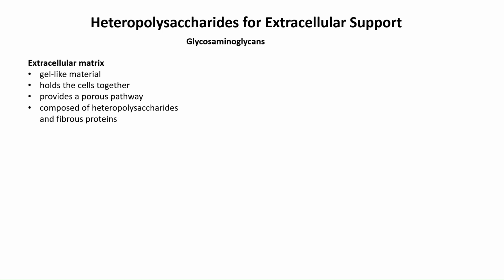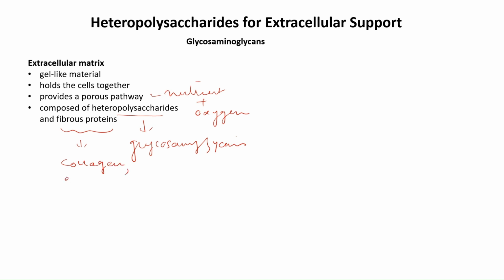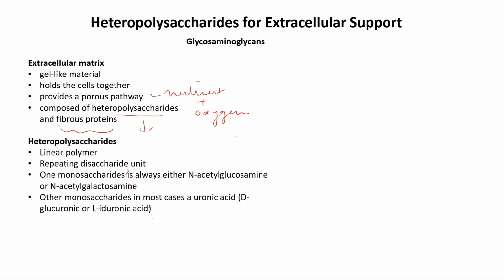The function of this matrix is to provide a porous pathway that helps to transport nutrients as well as oxygen to individual cells. The extracellular matrix is composed of heteropolysaccharides, also known as glycosaminoglycans, and fibrous proteins. These fibrous proteins include collagen, elastin, fibronectin, and laminin. Now, the heteropolysaccharides found in extracellular matrix are linear polymers of a repeating disaccharide unit.